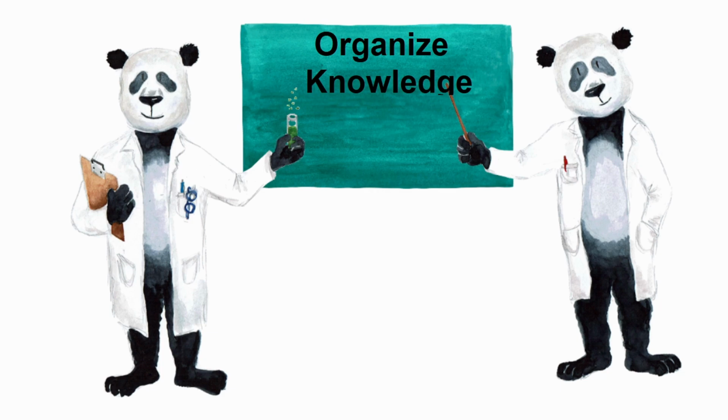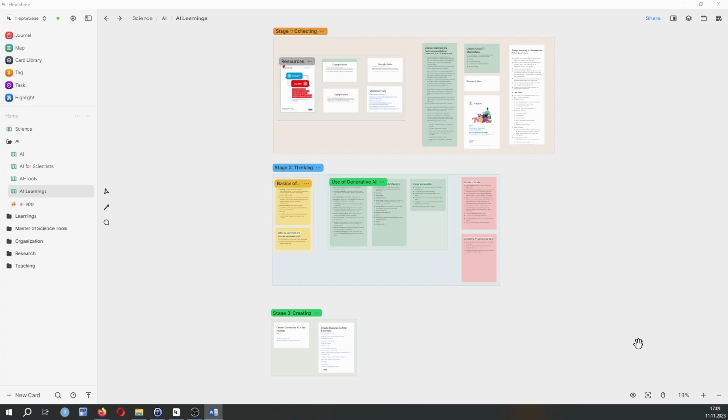Organize your knowledge. When you are collecting your knowledge, it is useful to somehow organize it. In principle, you have two ways to do that: whiteboards and tags. On a whiteboard, you have an infinite canvas where you can store your PDFs, highlights, and notes, which are called cards in Heptabase. Here, for example, I have a pretty well organized whiteboard where I have the collecting part on the upper part of the whiteboard, the thinking part in the middle, and the creating part in the lower part.